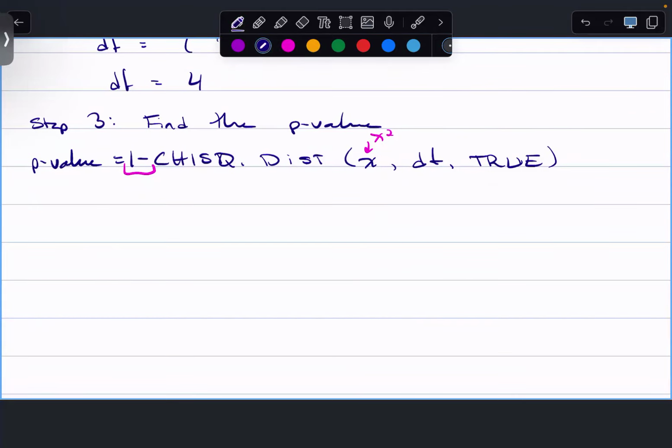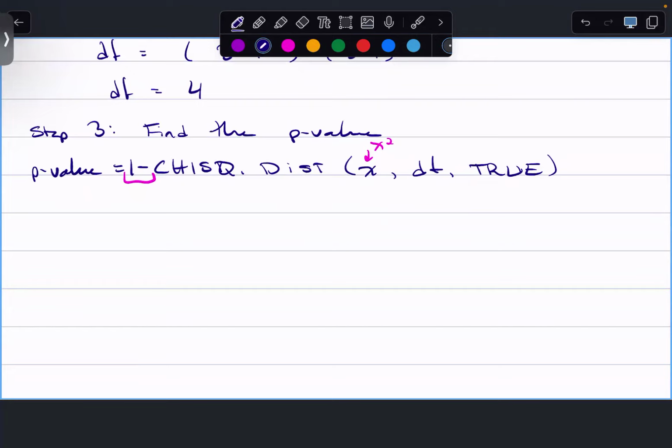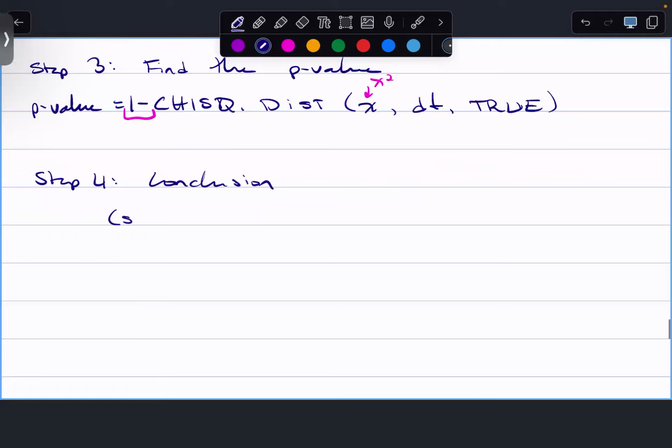Then your conclusion stays the same as always, right? If the p-value is small enough, you have enough evidence to reject H naught, and the colors and the types are or are not independent of each other. Step 4 is your conclusion, which stays the same as before.